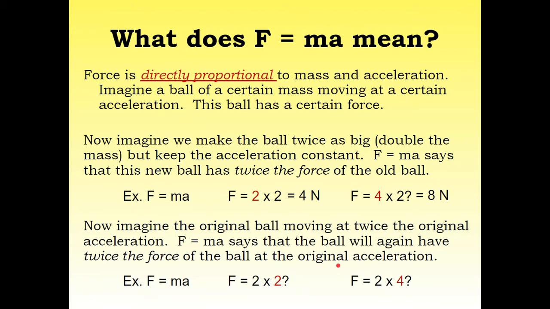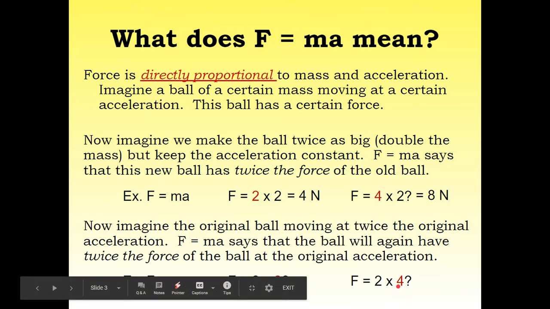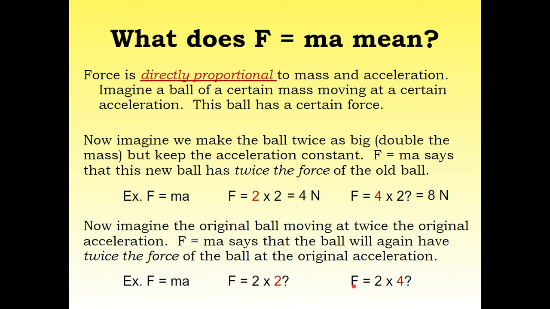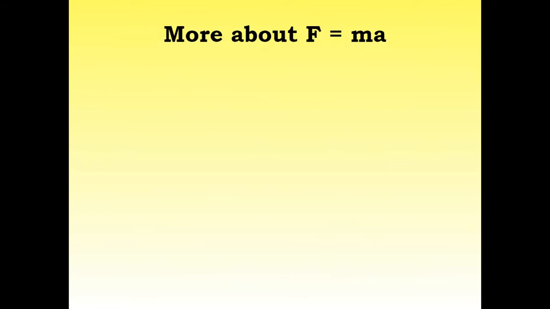Again, we're going to have 2 be our mass and 2 be our acceleration. F equals 2 times 2. And then we're going to double the acceleration over here to 4. When we multiply them out, 2 times 2 is equal to 4 newtons, and then 2 times 4 is equal to 8 newtons. So again, we can see that our total force doubled when we doubled our acceleration.